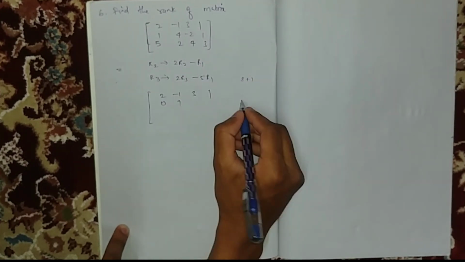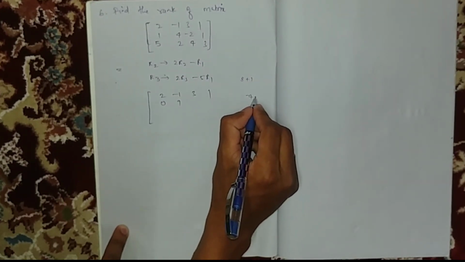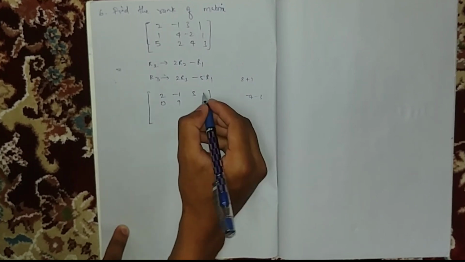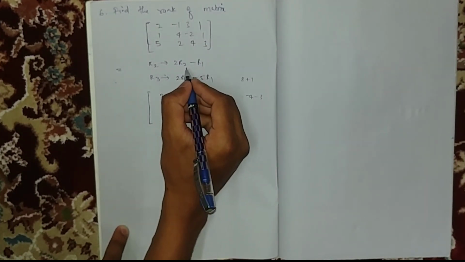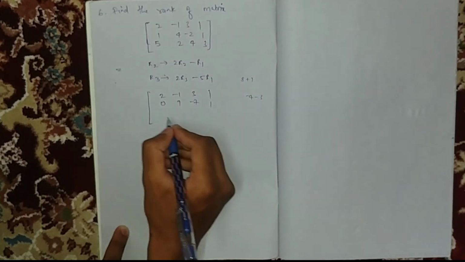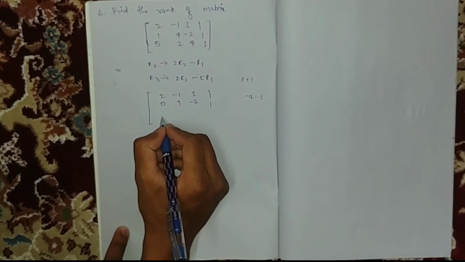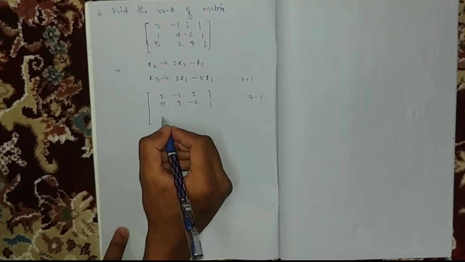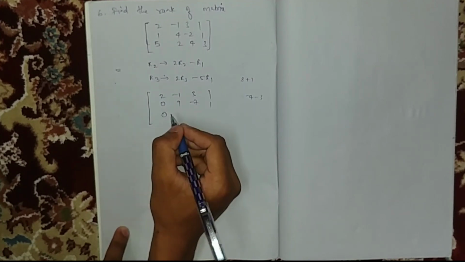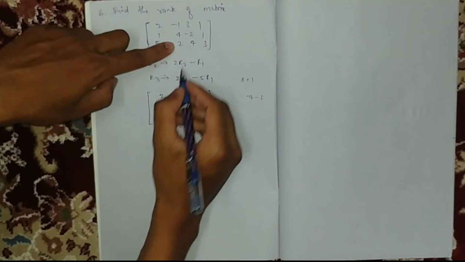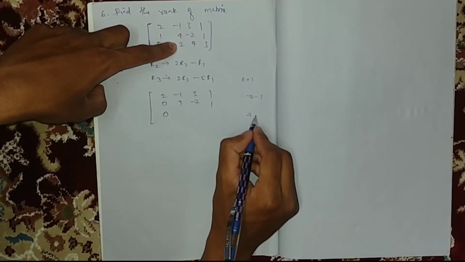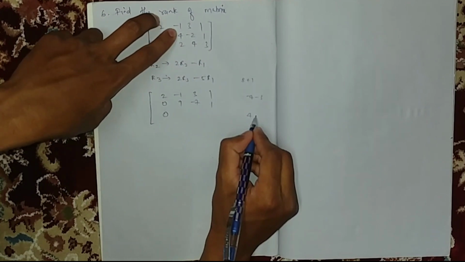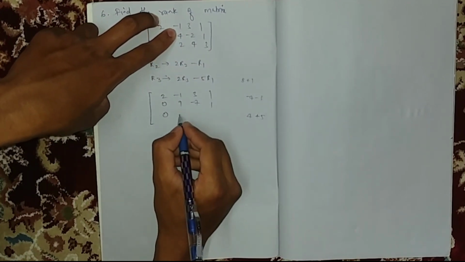Minus 4 minus 3 is minus 7, and 2 minus 1 is 1. This 5 10 minus 10 is 0. Now 4 minus of minus 5 is plus 5, so it becomes 9.